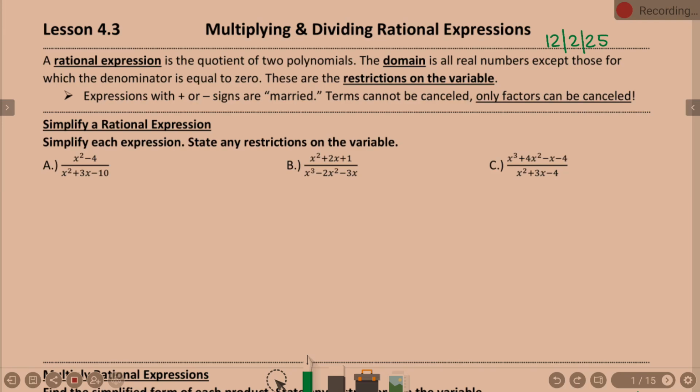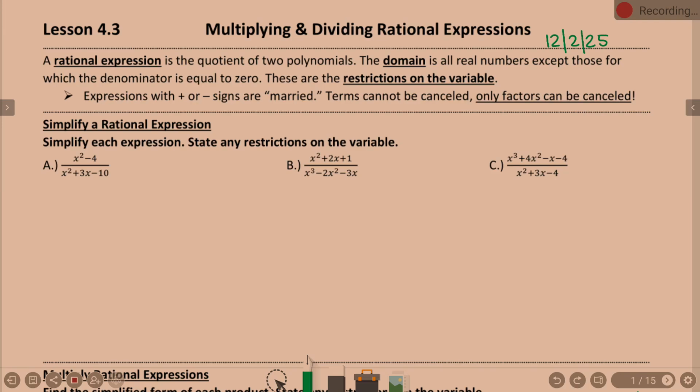A little side comment: expressions with a plus or minus sign, we often talk about those terms being what we call married. When you have terms that are married, added and subtracted together, they cannot be canceled. We can cancel factors, but we can't cancel individual terms. For instance, in this example there's a minus 4 and a minus 4. It's tempting to cancel them, but we can't, just because they're both being subtracted here.